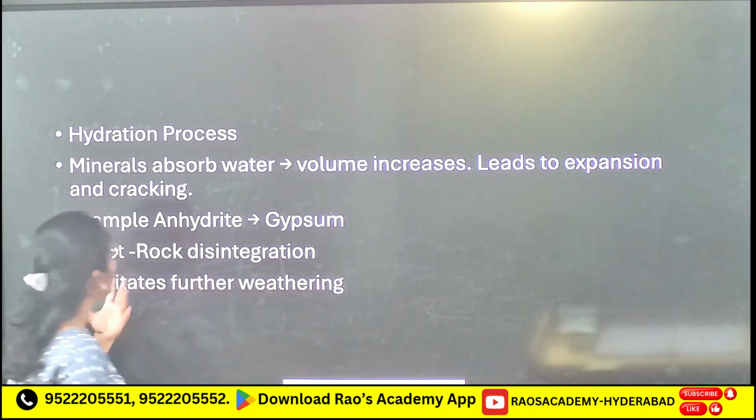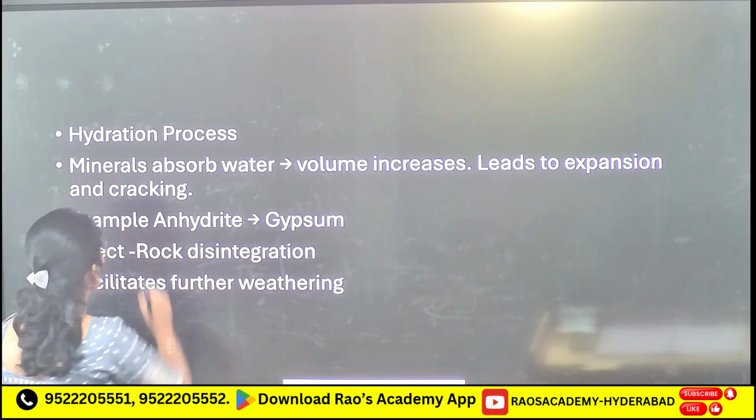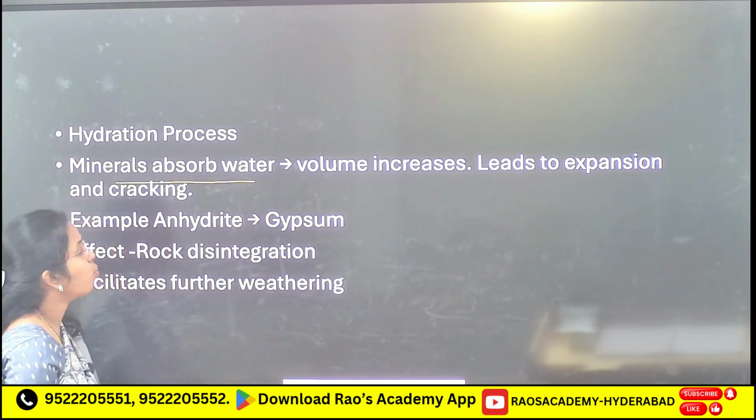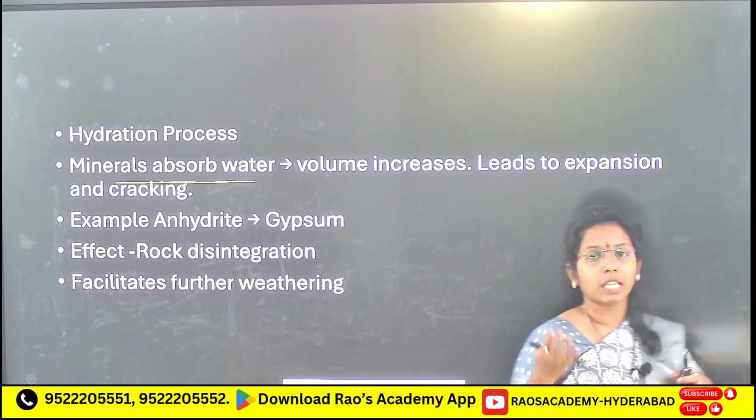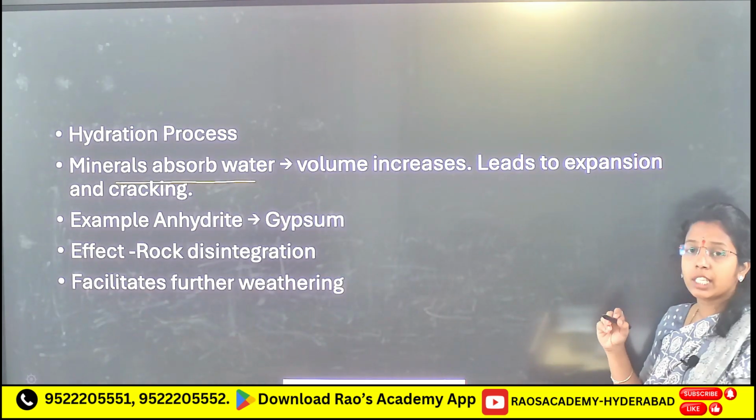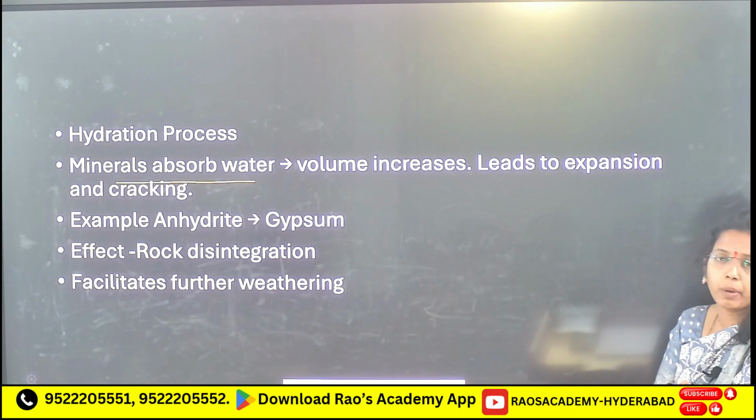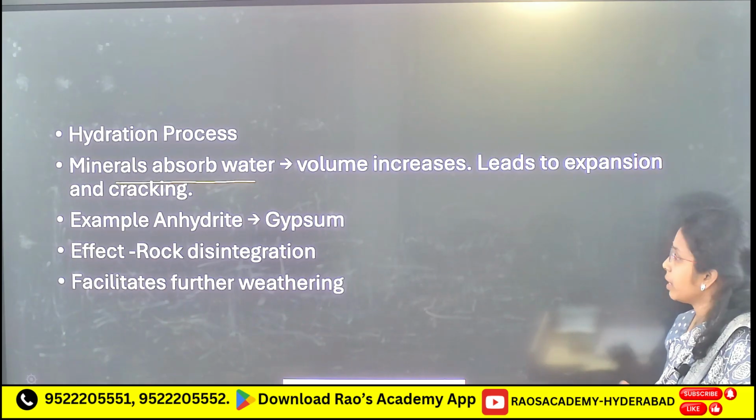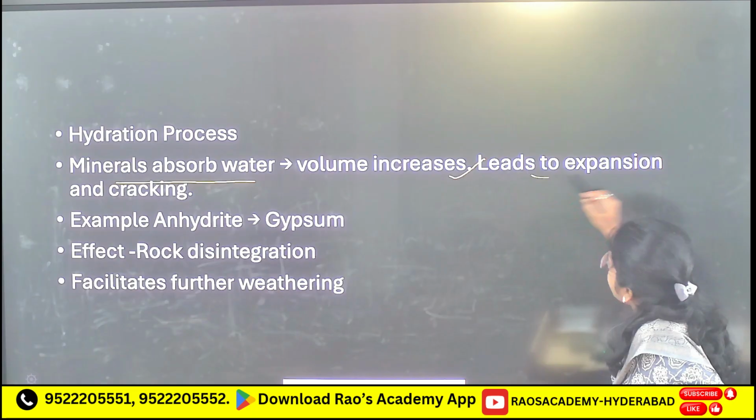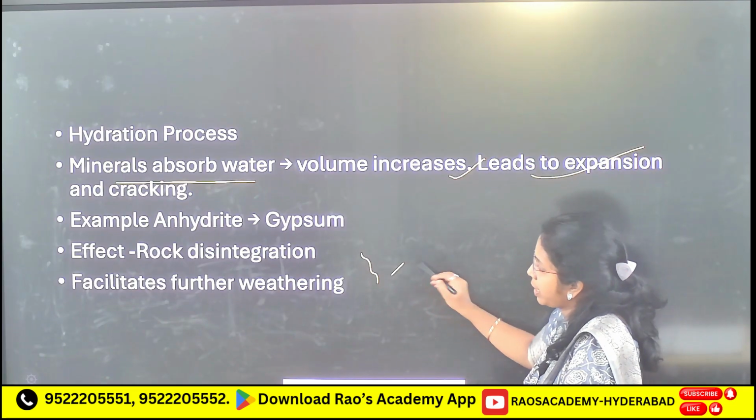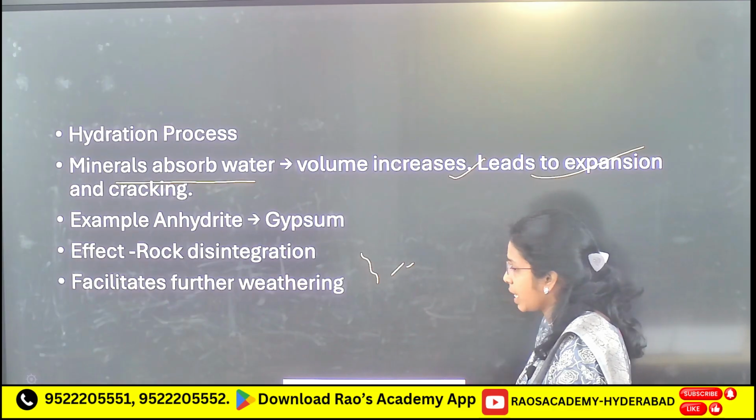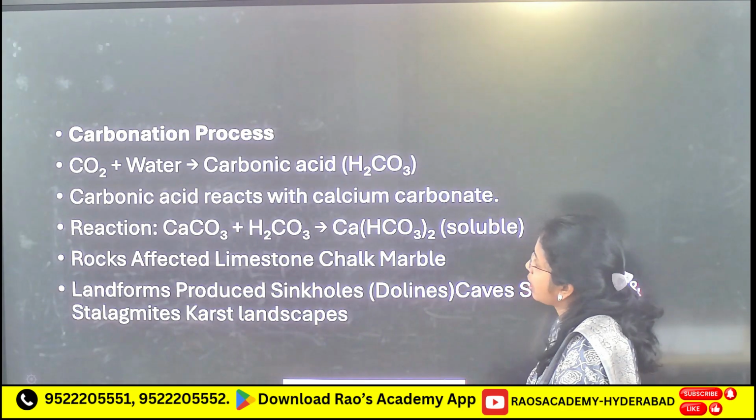Next, the hydration process. Here minerals absorb water, and volume increases, which leads to expansion and cracking. In hydrolysis, hydrogen ions replace metallic ions. In hydration, rock disintegration and further weathering follow.